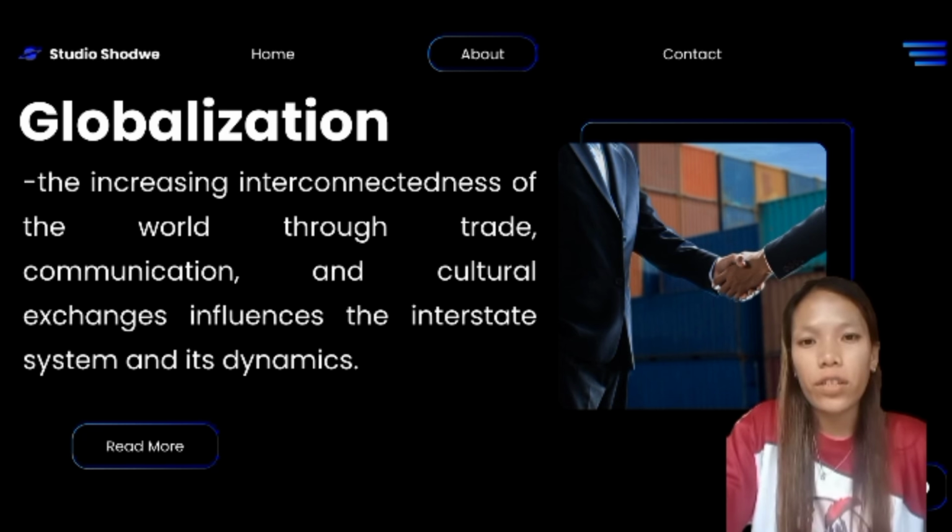What are shared challenges? Shared challenges are issues like climate change, pandemics, terrorism, and economic instability that require international cooperation to address, highlighting the interdependence of states. Example, the pandemic. Outbreaks like COVID-19 demonstrate how quickly a health crisis can spread globally, overwhelming healthcare systems and disrupting economies.